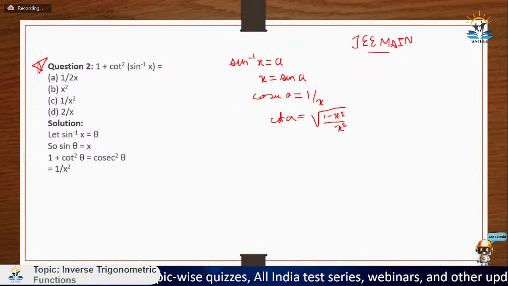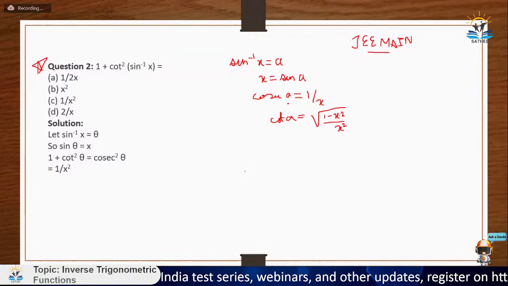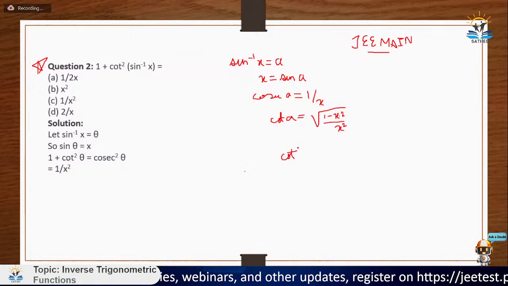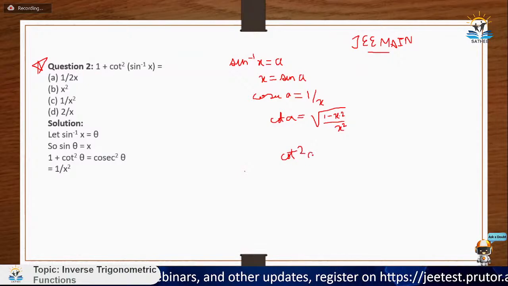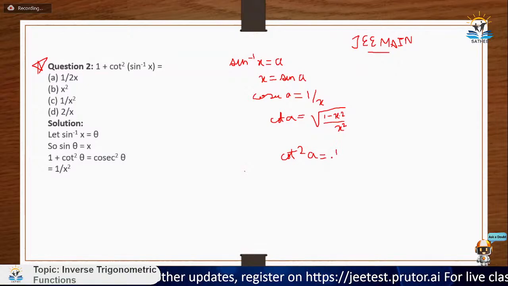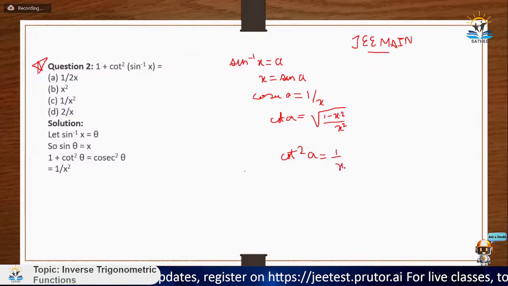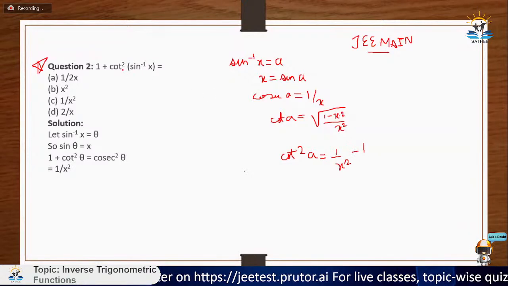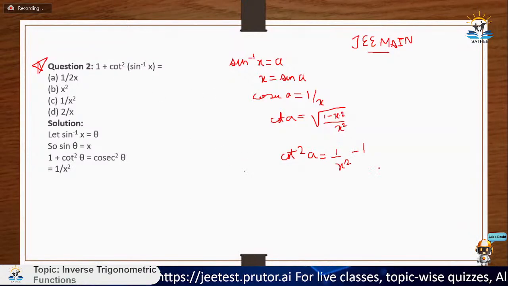Then from here you will get a equal to cot inverse of this thing. So basically, you need cot square only, no? So basically square both sides. So cot square a would be 1 by x square minus 1. Okay. So basically you have to add 1 with this thing. So adding 1 on both sides.